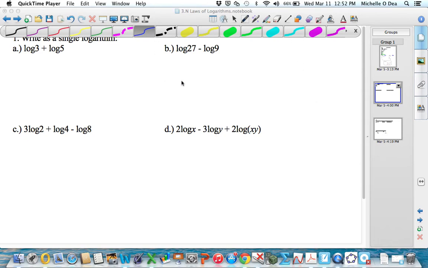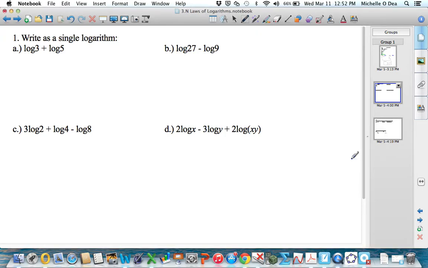Hi, grade 10. We're going to continue with the laws of logarithms in this podcast. So we're going to actually look at some examples of how we can use those laws. We'll start off quite simple. We just have log 3 plus log 5.